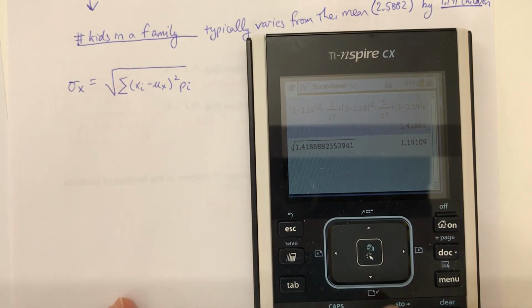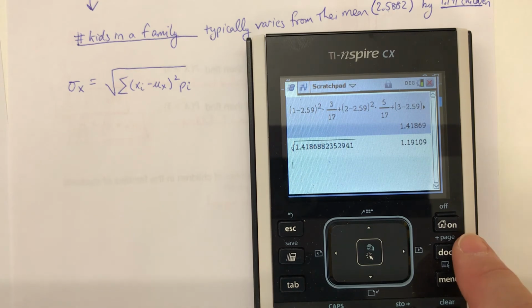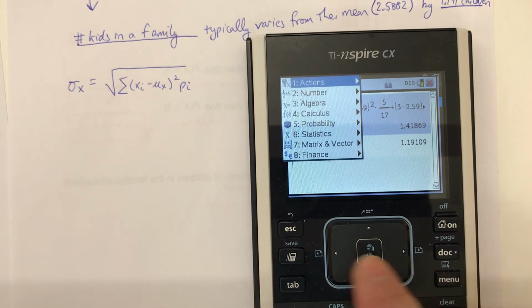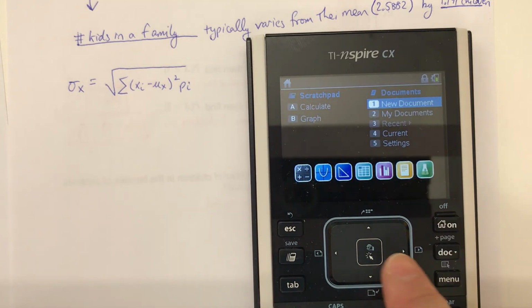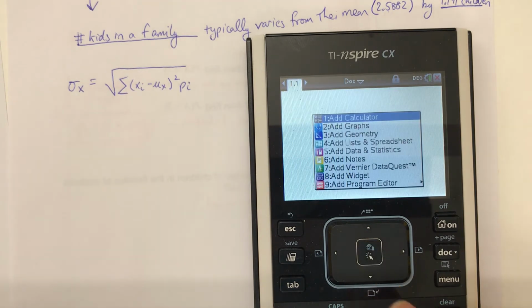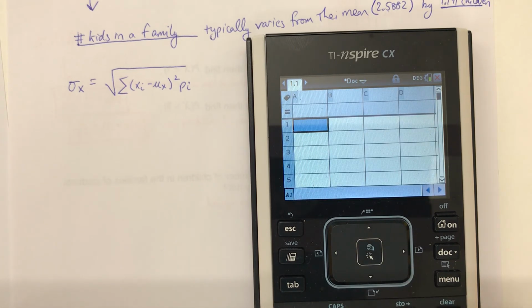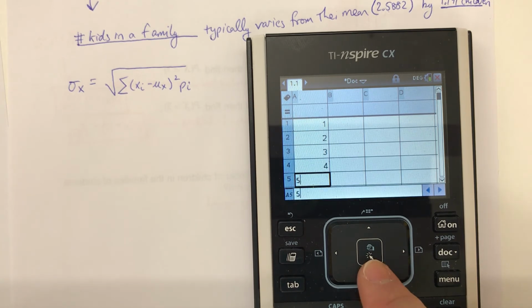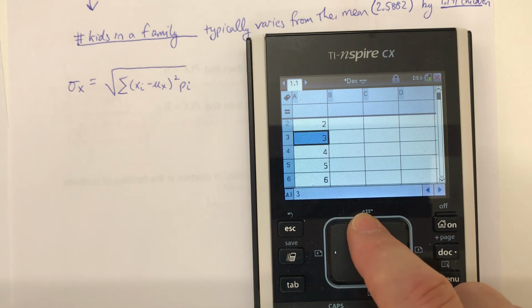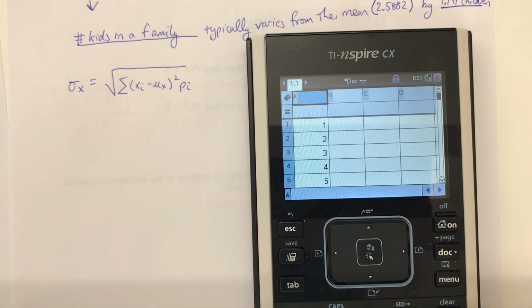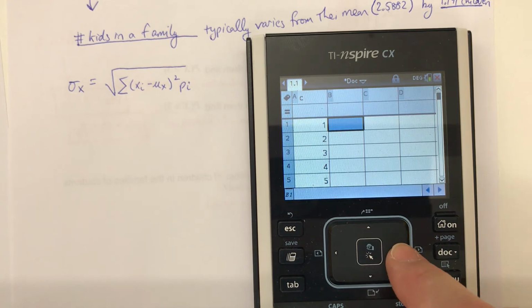If we take the calculator here and we'll go to a new document. Now we're going to go to lists and we're going to type in some data here. We're going to type in the X value first, which was the number of kids, 1, 2, 3, 4, 5, and 6. Now at the top of this, I'm going to label this, since we're talking children, I'm going to call that C. Now next to that, we're going to put in the probabilities.